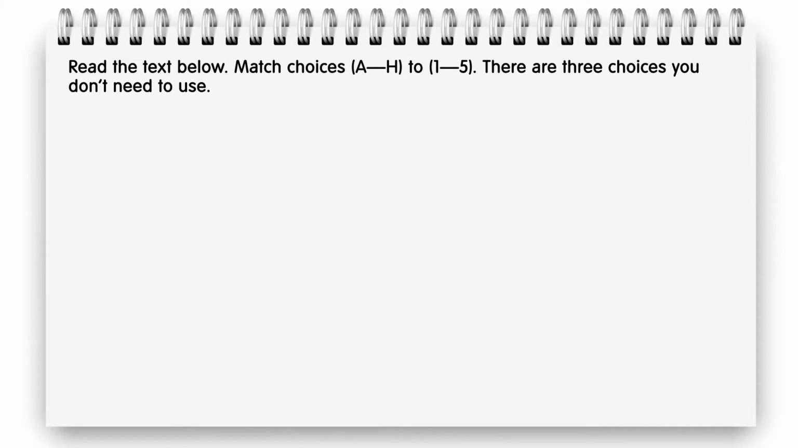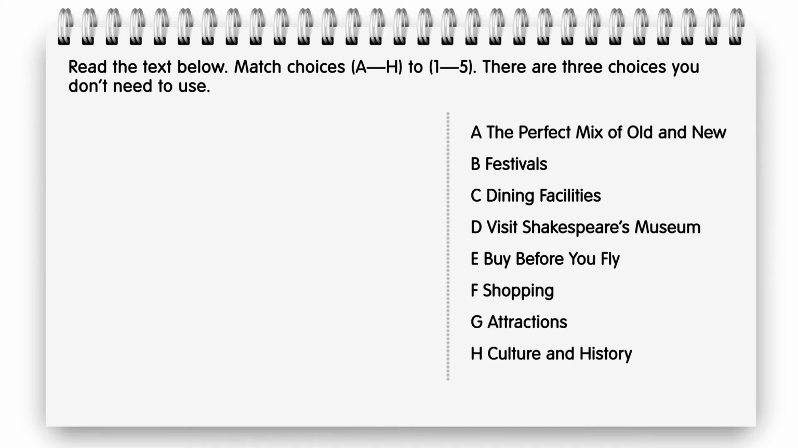Now, let's move on to the second point and read our options. In the picture, you should see the possible choices you have for headlines. We have first the perfect mix of old and new, then festivals, dining facilities, visit Shakespeare's museum, buy before you fly, shopping, attractions, and culture and history. Now that's the second task out of the way. Let's move on to the third.